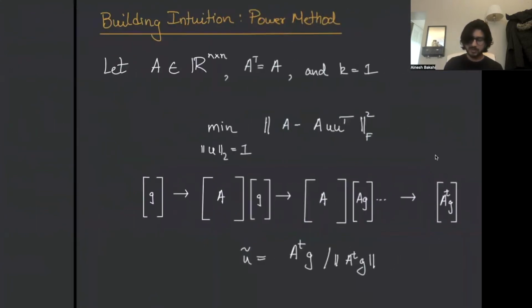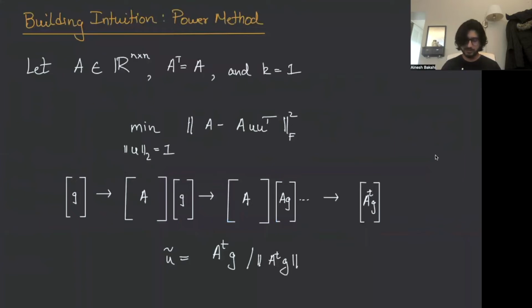I claim one natural algorithm would just be to try power method. Power method says you start off with a random Gaussian vector, you multiply A by this Gaussian vector, and you keep repeating this process t times, and you get the resulting vector, which is A to the t times g. Okay, we can then derive a unit vector from this by simply normalizing A to the t times g, and set U hat to be our approximate one-dimensional subspace on which we project.